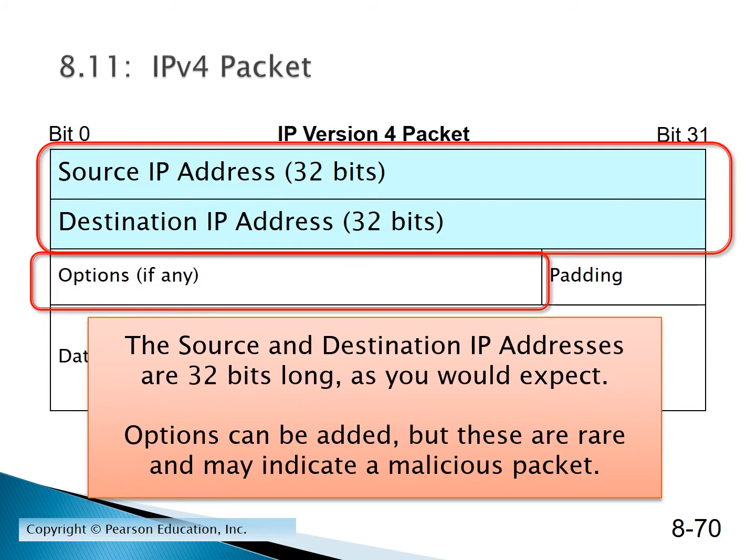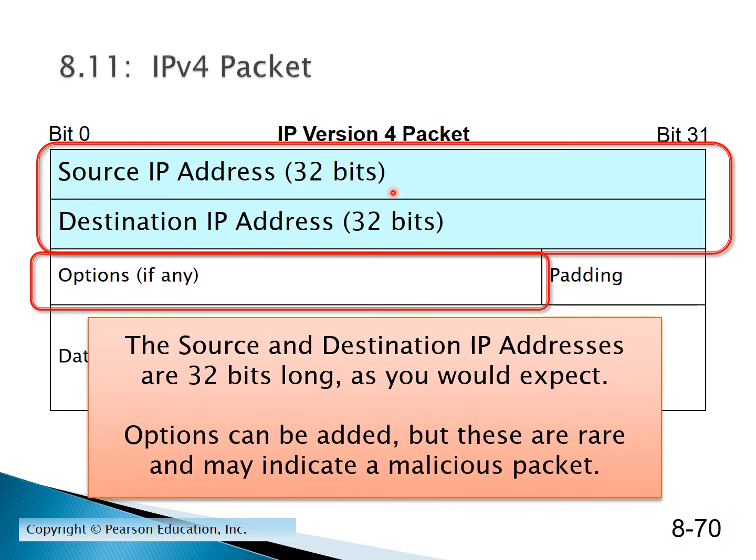And then we have the source IP address, which is 32 bits, and also the destination IP address, which is also 32 bits, as we have discussed before. And then we can also add options. Right. So these are rare and can also indicate a malicious packet. So these options are rarely used.